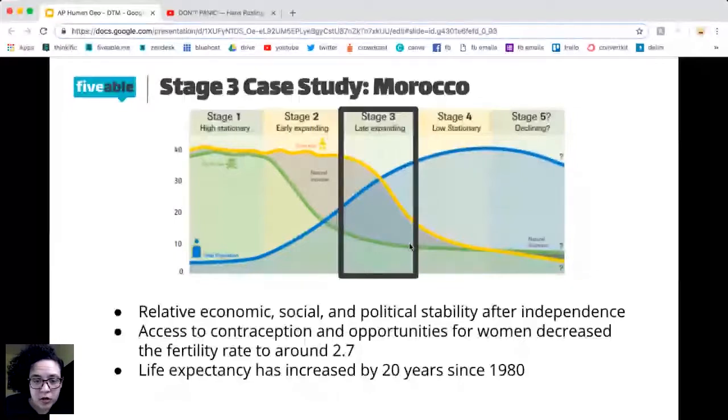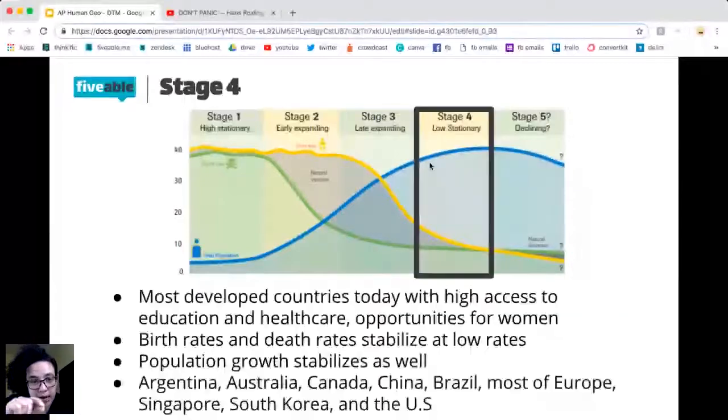All right, stage 4. Most developed countries today that have a lot of education, healthcare, and opportunities for women are in stage 4. In these countries, the birth rate and death rate have really stabilized over time. You can see you still have a birth rate that's falling, but for the most part it's stabilizing. The population growth itself is also becoming relatively stable. It's still growing a bit, but it's stabilizing. The countries in this one are ones you'd expect to be together: Argentina, Australia, Canada, China, United States, Brazil. All of these countries are in stage 4.